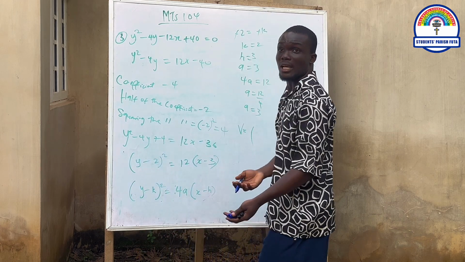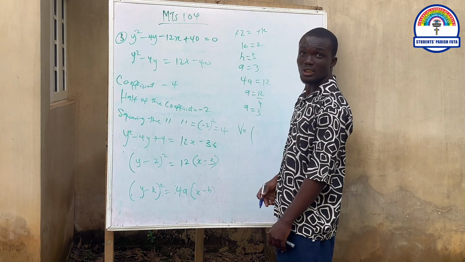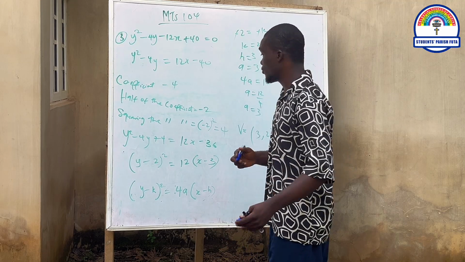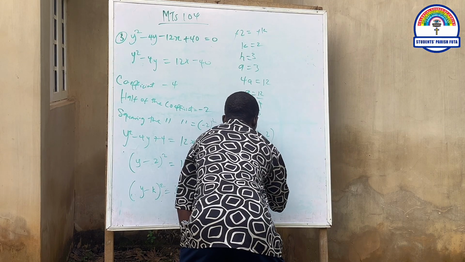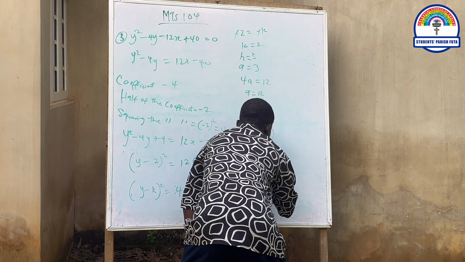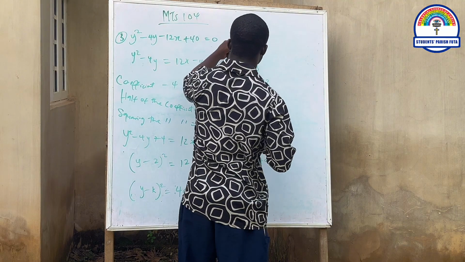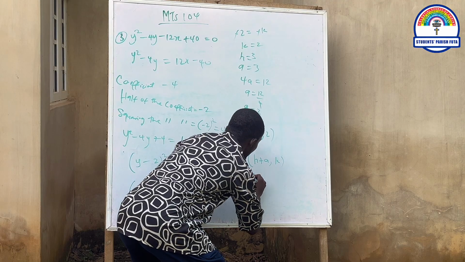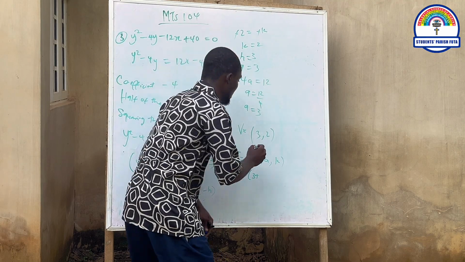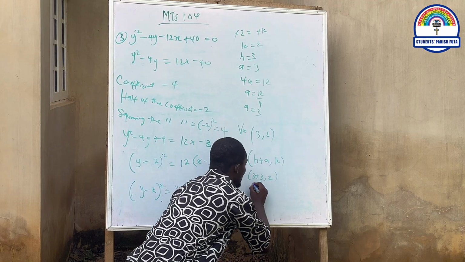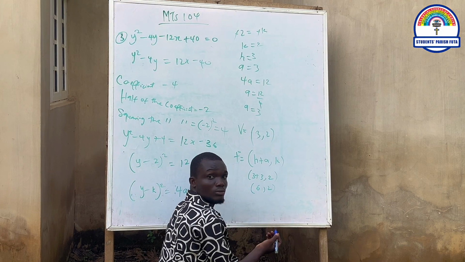Now, to get our vertex, our focus, and our directrix: our vertex V is equal to (h, k). What is h? 3. What is k? 2. That's (3, 2). To get our focus, F is equal to (h plus a, k). So that's 3 plus 3, comma 2. This is (6, 2).